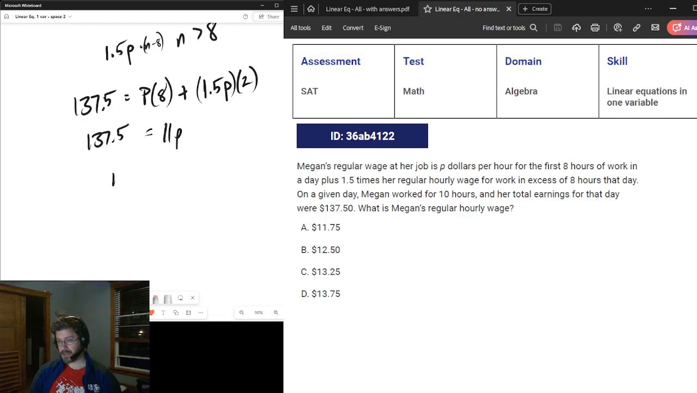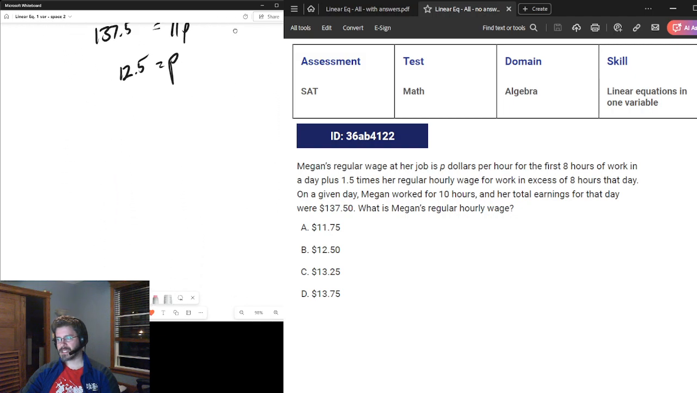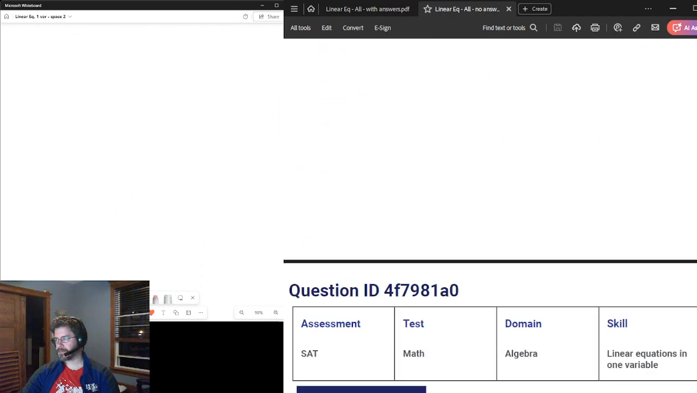All right, 12.5 equals P. What is her hourly wage? Just double checking the question. That is going to be B. Always double check. We avoid mistakes like the one I made last time.